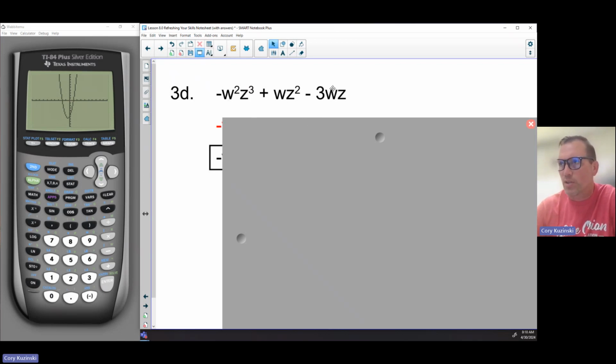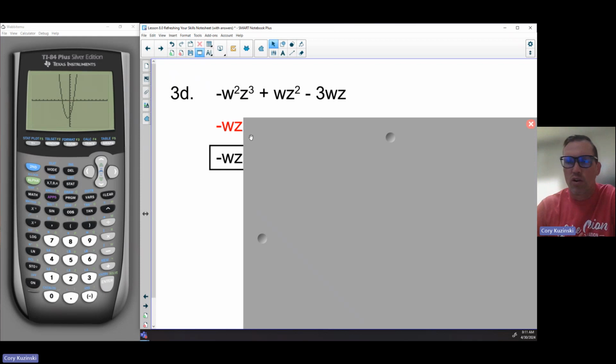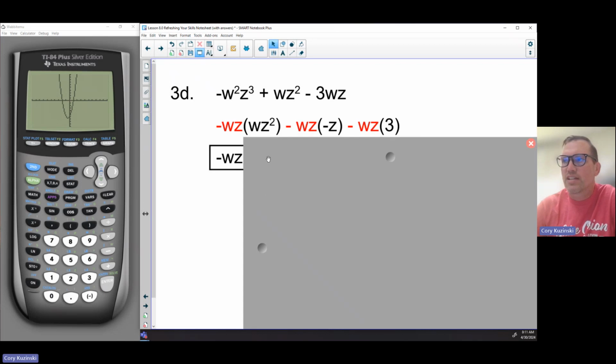Okay, now w squared, w, and w. They're all divisible by w. You just take the lowest of the 3 powers. So you got squared, first power, first power. We're going first power. So w, they're all divisible by w. And then z cubed, z squared, and z. You take the lowest of the 3, the 2, the 1. That's the 1. So they're all divisible by z. Negative wz is our greatest common factor of these 3 terms, okay? So let's factor out that negative wz out of all 3 of them.